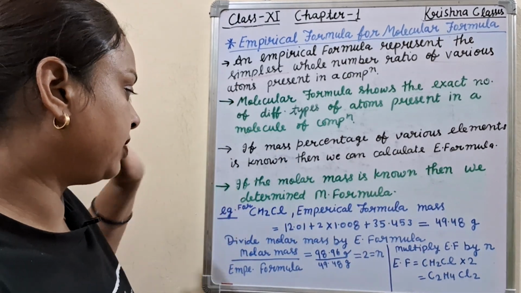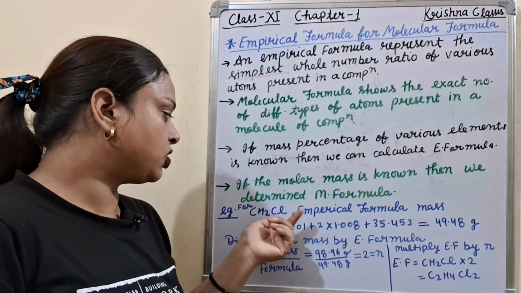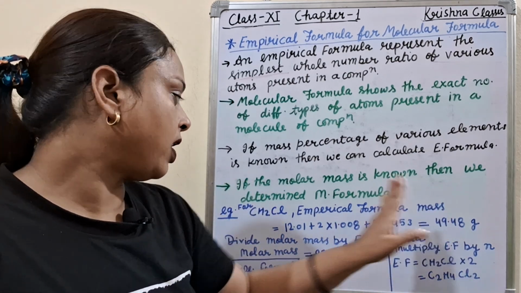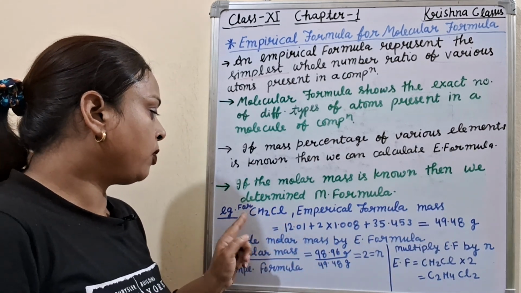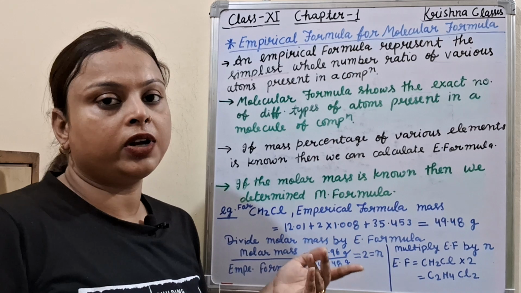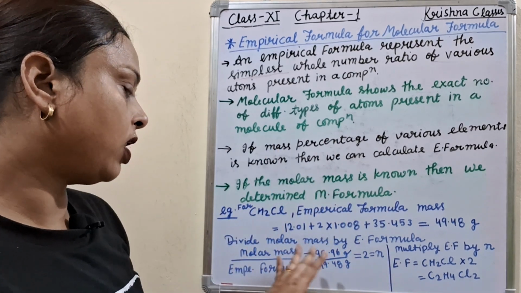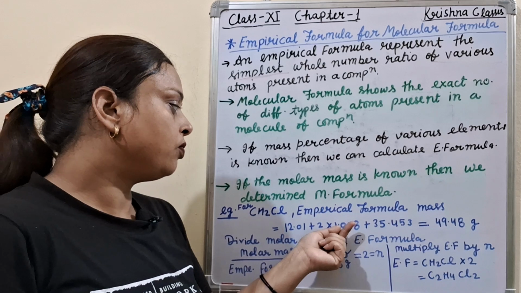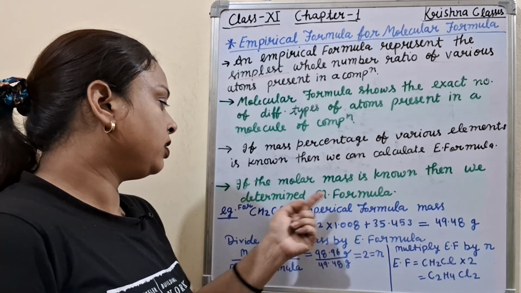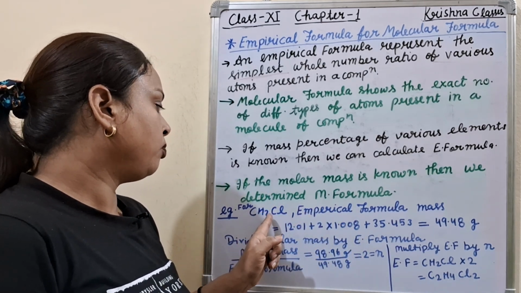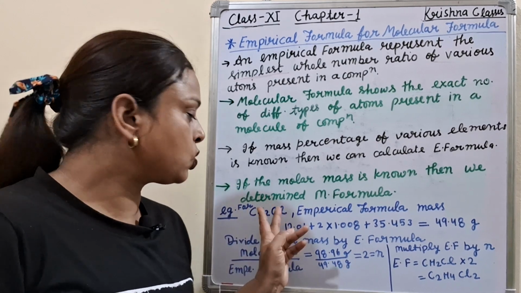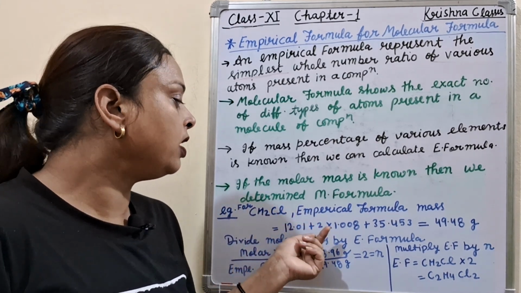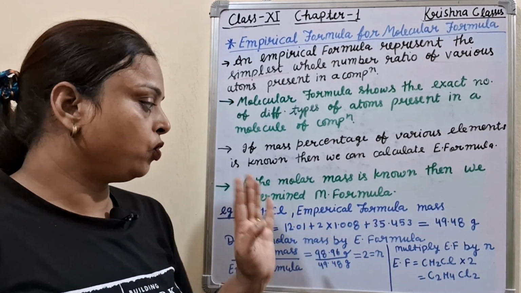Here an example has been given. What is the example? CH2Cl. So the empirical formula mass is given by the mass of carbon, 12.01. You know very well; you can watch my previous video for this topic. Plus 2 into 1.008. This is the mass of hydrogen. Here 2 hydrogens are present, that's why we multiply by 2.